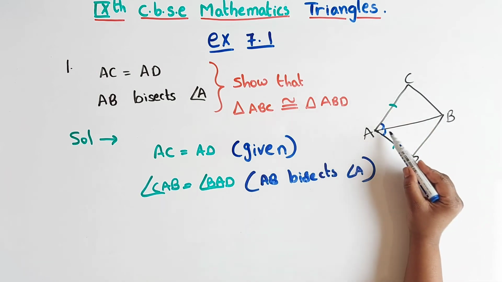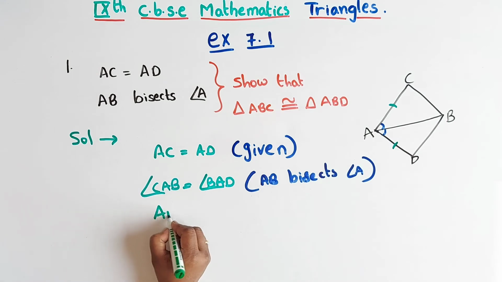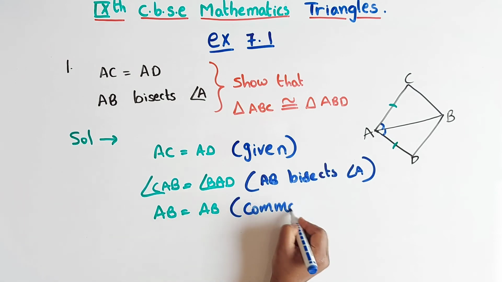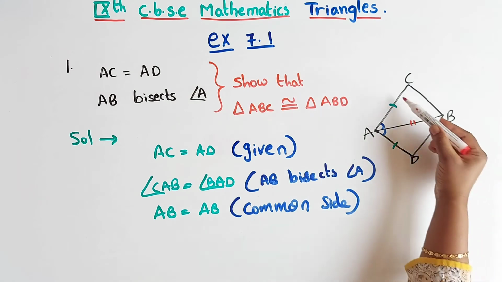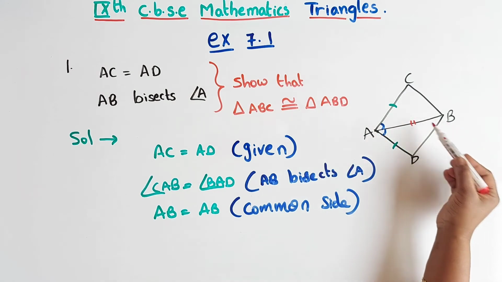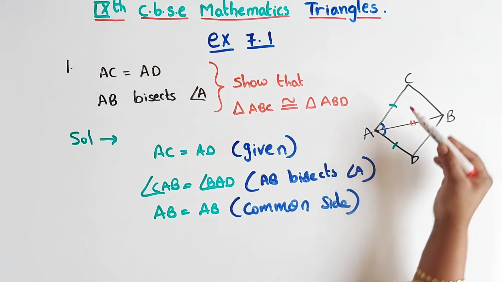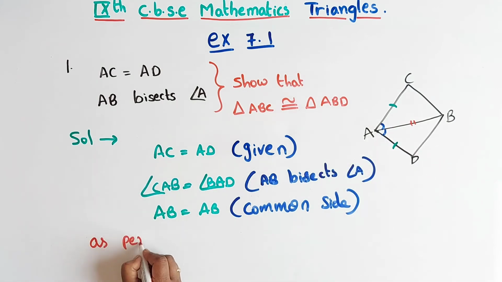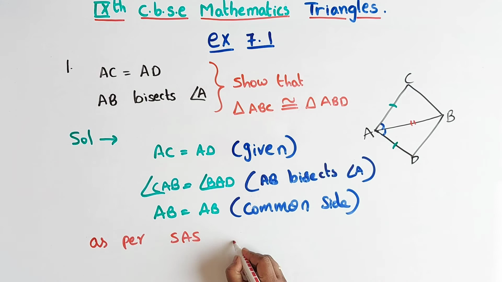In triangle ABC also AB is there. In triangle ABD also AB is there. So that means AB equal to AB. What is the reason, children? Common side. Now see the picture, children. Here AC equal to AD, side equal, and AB equal to AB, side equal, and in between we can see one angle. These two angles are equal. That means side and middle angle, right? As per SAS rule, we can say that triangle ABC is congruent to triangle ABD, right?